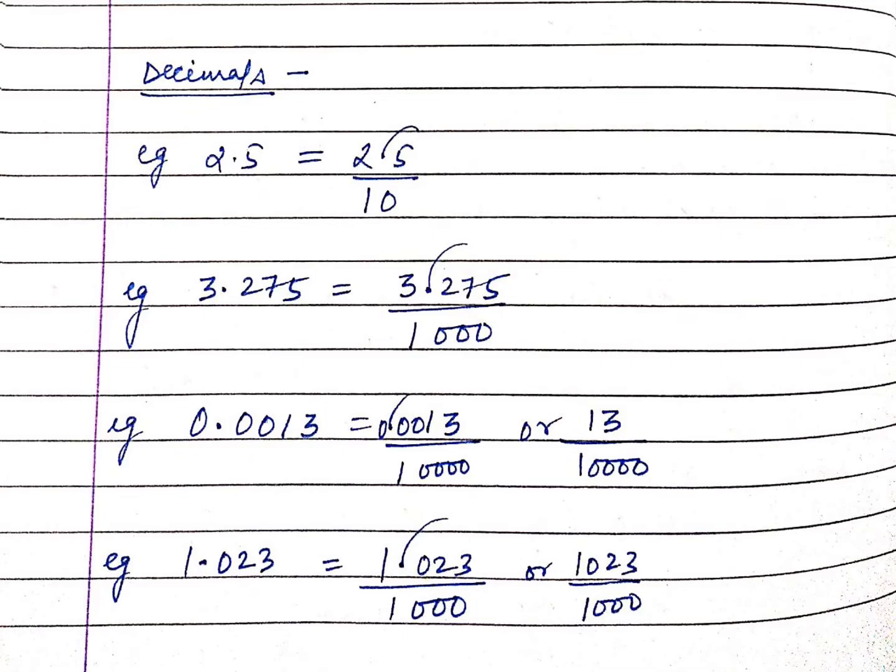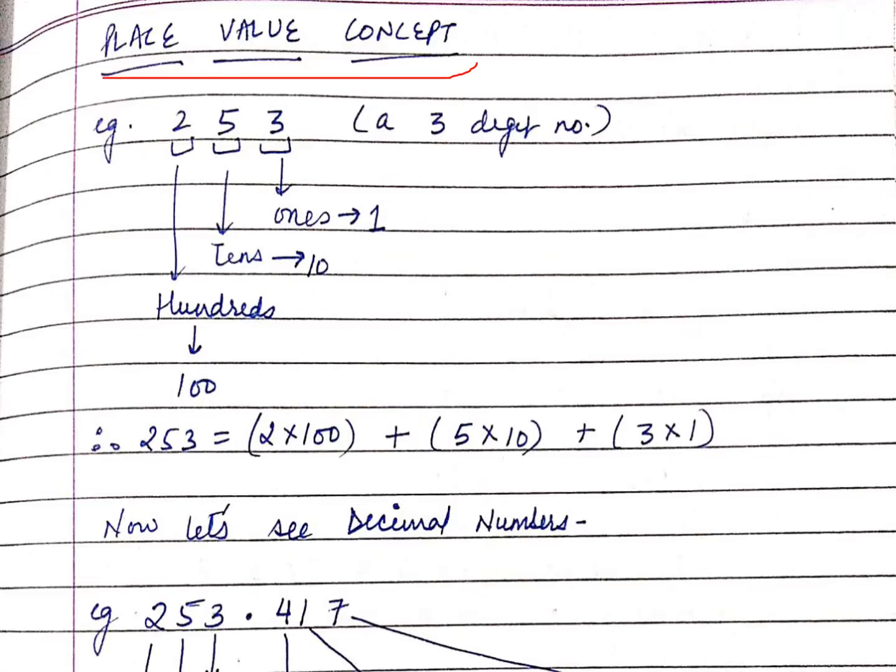Now, the place value concept. Place value we have been studying from childhood. Suppose we have the number 253. We read it as 253. How does it come? Very easy. This is the rightmost digit, its place value is ones. This 5 has a place value of tens, and this 2 has a place value of hundreds.